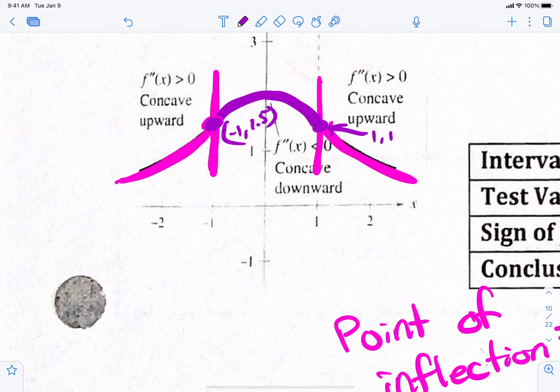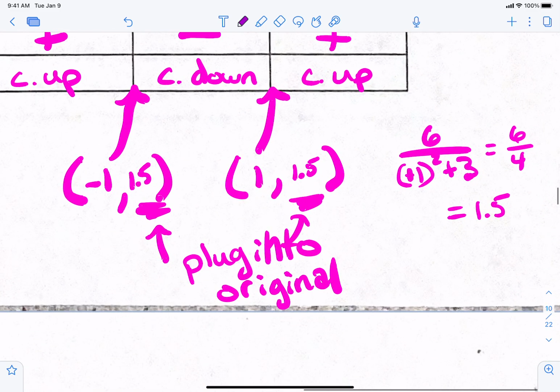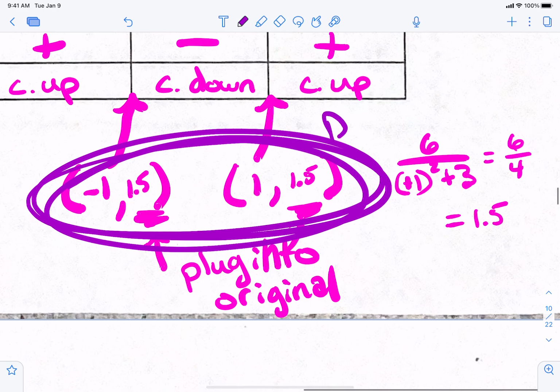These are called points of inflection, POI. That's what those guys are. Okay? Good? Let's go down to the next one.